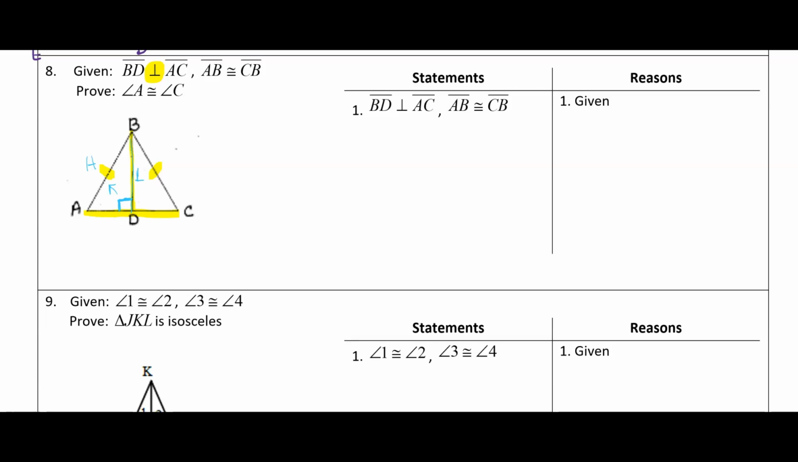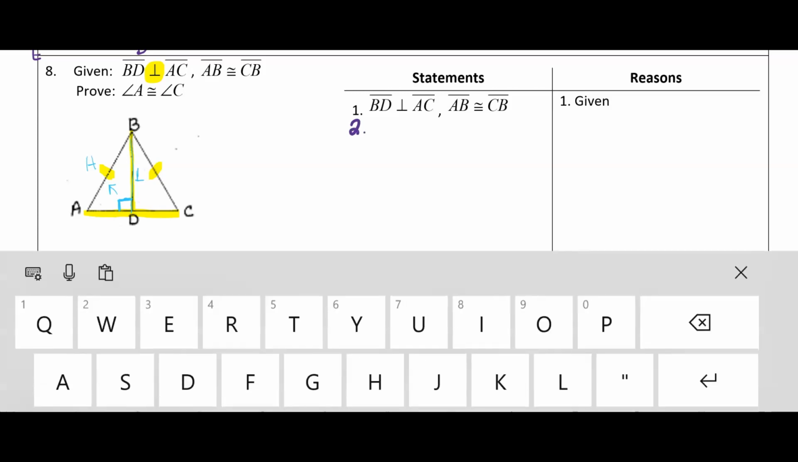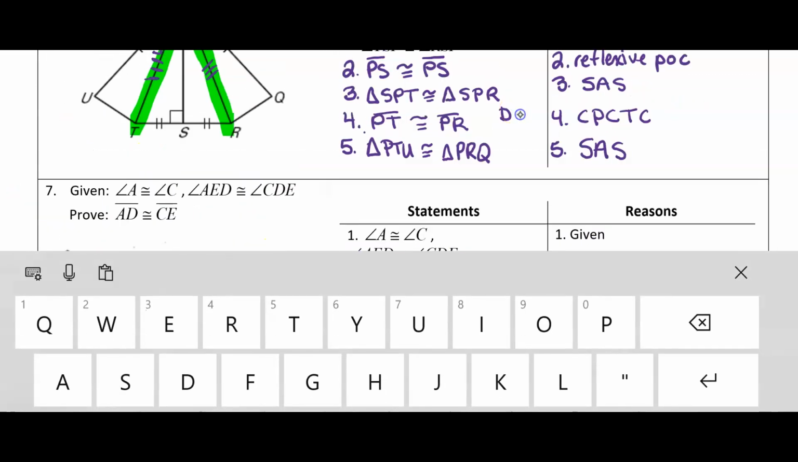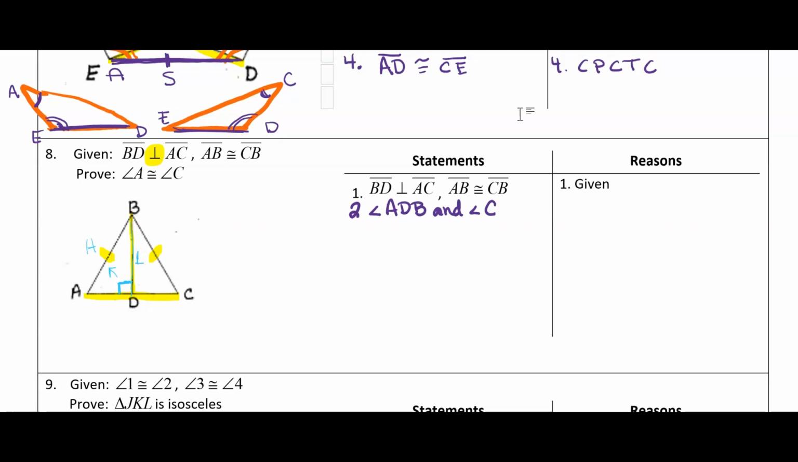So, step 1, given. Step 2, we must state what we're dealing with. So we have to state what perpendicular means. So we need to state angle ADB and angle CDB, sorry about that, CBD are right angles. Step 2, definition of perpendicular lines.